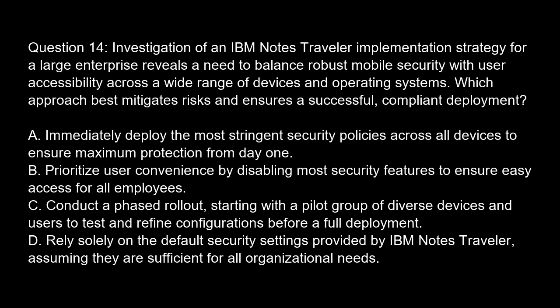Option A. Immediately deploy the most stringent security policies across all devices to ensure maximum protection from day one. Option B. Prioritize user convenience by disabling most security features to ensure easy access for all employees. Option C. Conduct a phased rollout, starting with a pilot group of diverse devices and users to test and refine configurations before a full deployment. Option D. Rely solely on the default security settings provided by IBM Notes Traveler, assuming they are sufficient for all organizational needs.